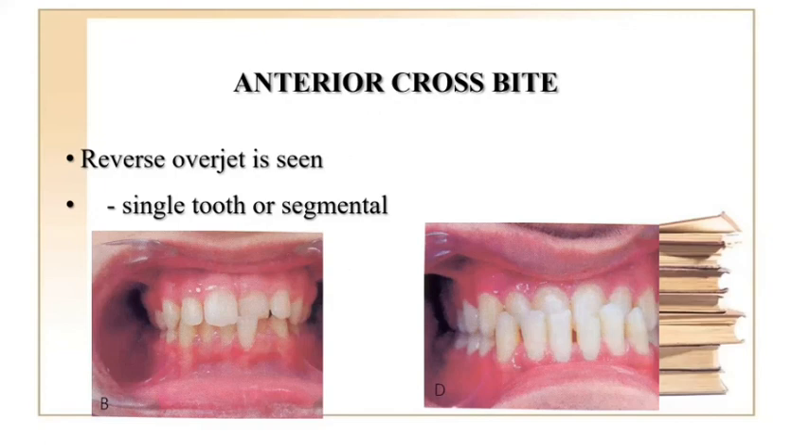Coming to the anterior crossbite, in this case, reverse overjet can be seen. In diagram B, you can see that is single tooth crossbite. And diagram D, that is segmental type of crossbite.